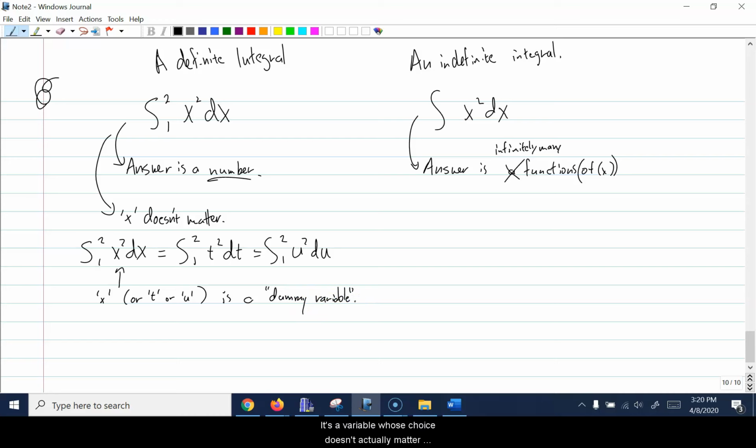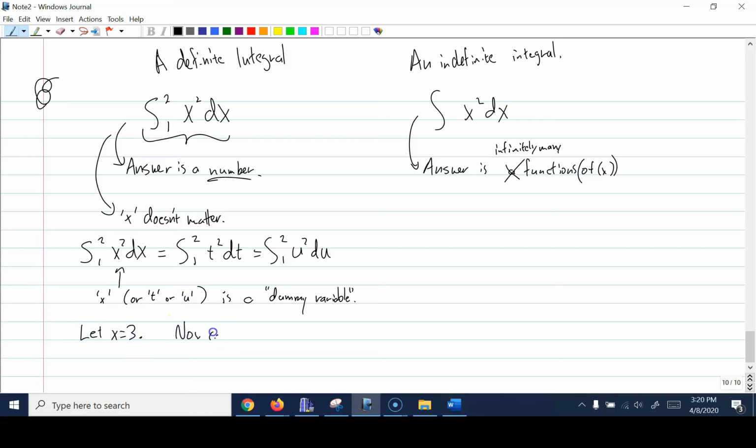It's a variable whose choice doesn't actually matter outside of the expression that it's in. In this expression, the letter x is arbitrary. You could use any letter instead of x and you would have the same thing. With a weird exception: if x has a meaning outside of the integral, then the integral stops making sense. I can say let x equal 3.